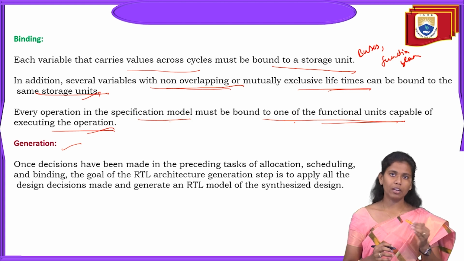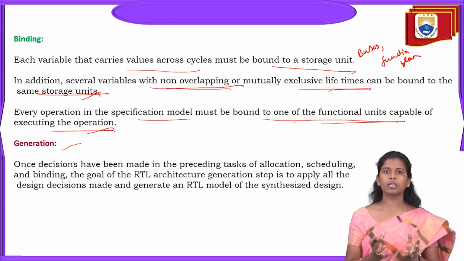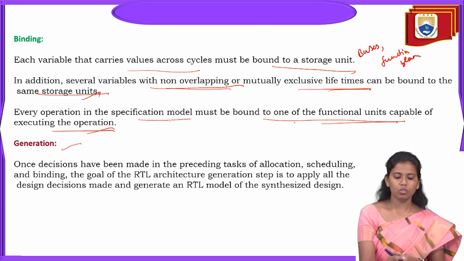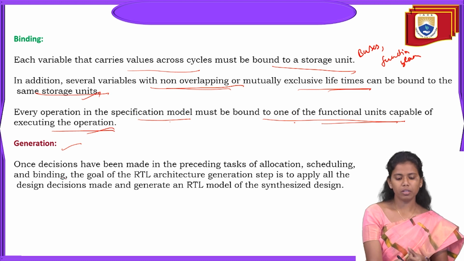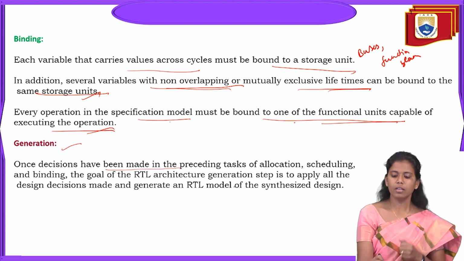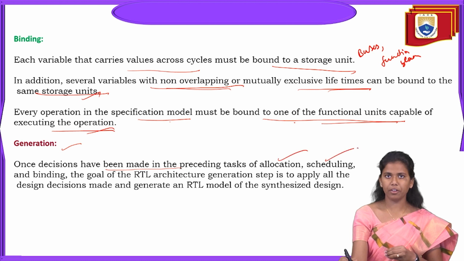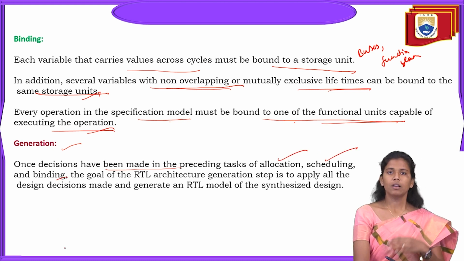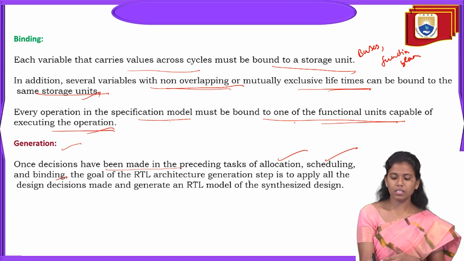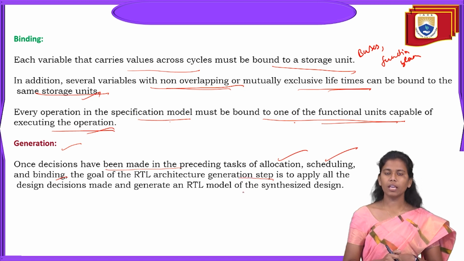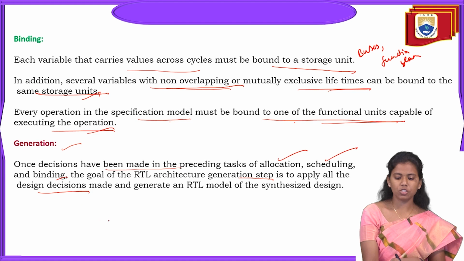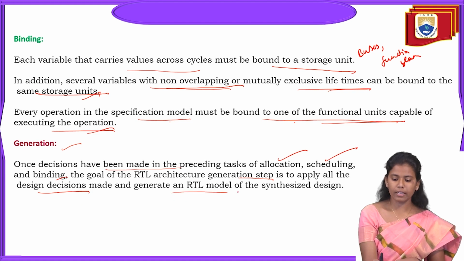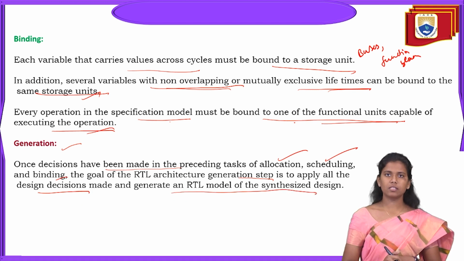Formal modeling, allocation, scheduling, and after binding, finally we are coming up with a new block, or else a new model. So generation is all about a new model. Once decisions have been made in the preceding tasks of allocation, scheduling, and binding, the final purpose of RTL is the generation step. All the design decisions are made, and we generate an RTL model of the synthesized design.